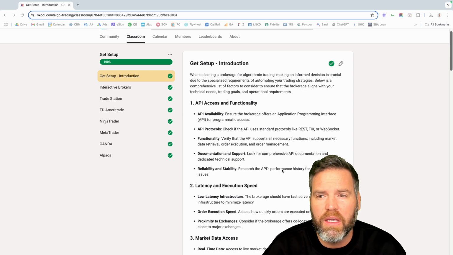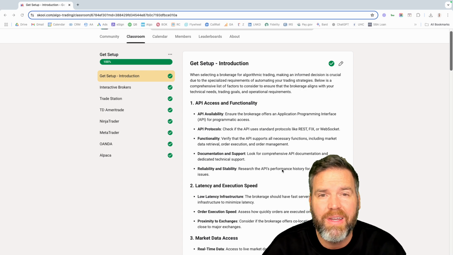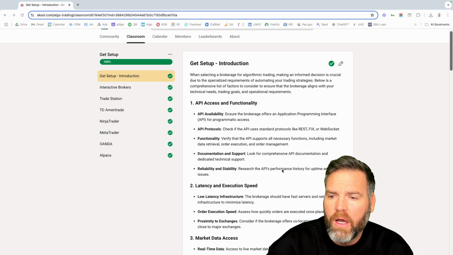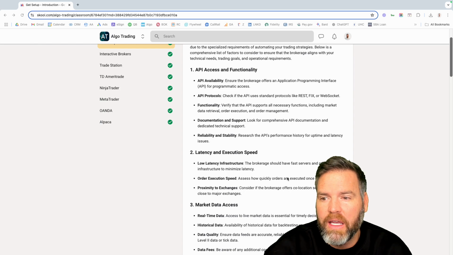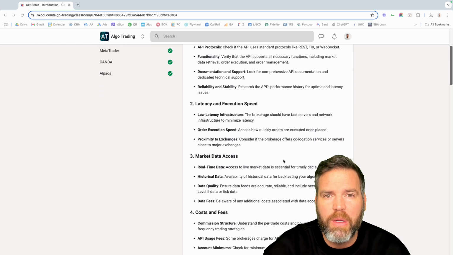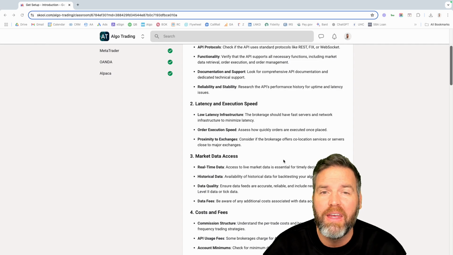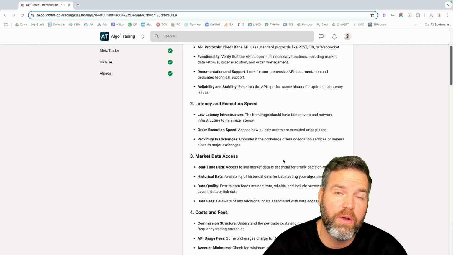And then in terms of the API, reliability and stability is going to be important. So research the API's performance history for uptime and latency issues. You definitely want something that has very strong uptime and very low latency. Number 2 on the list is latency and speed, or execution speed. Having very low latency makes sure that your orders are executed very fast. Order execution speed means assessing how quickly orders are executed once placed. This also depends on where you're placing the order from, where you are located.